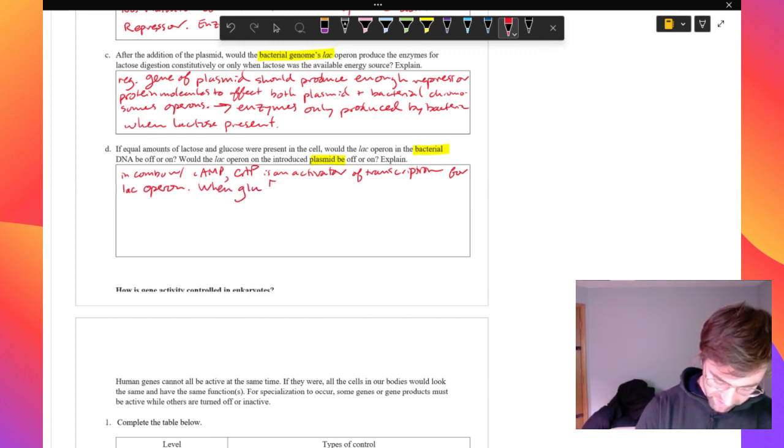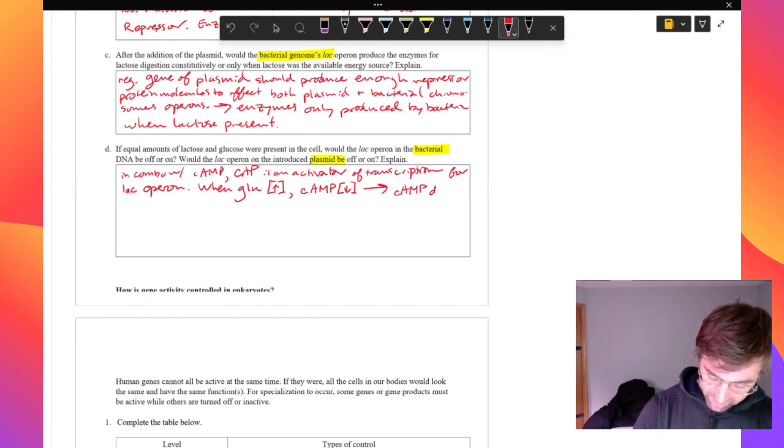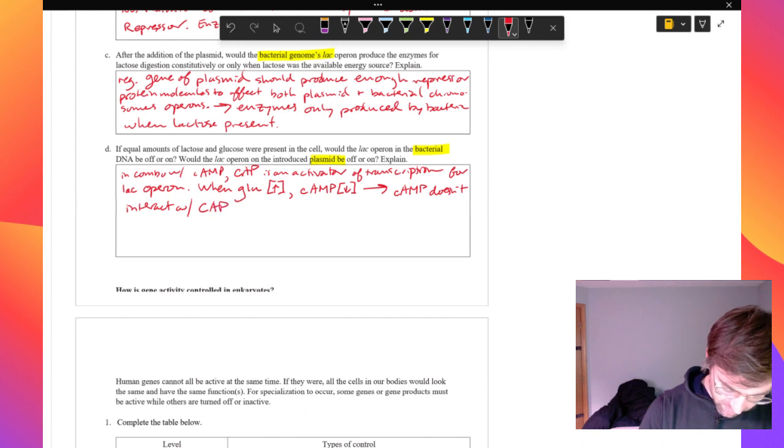So when glucose is present, I'm going to put in high concentration, cyclic AMP concentration tends to be low, and as a result, cyclic AMP does not interact with CAP, which is that catabolic activator protein.